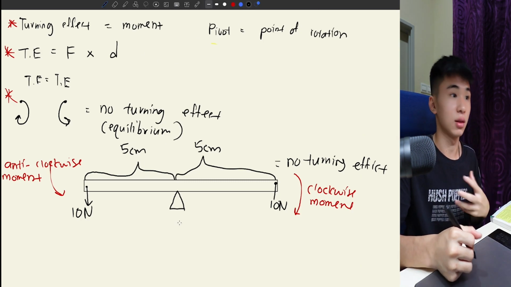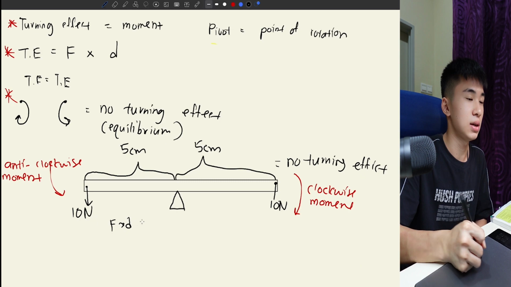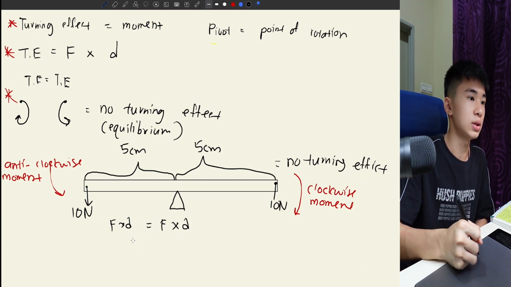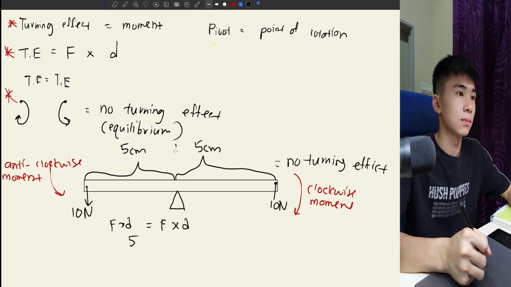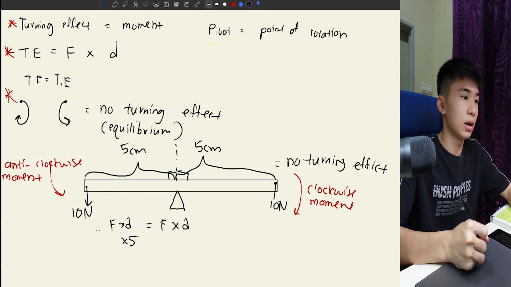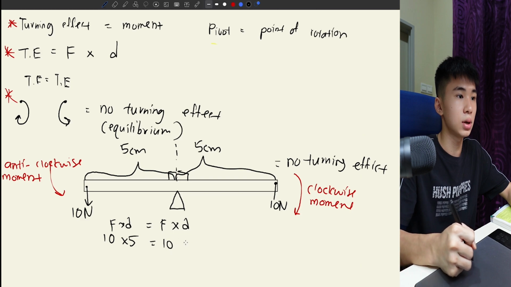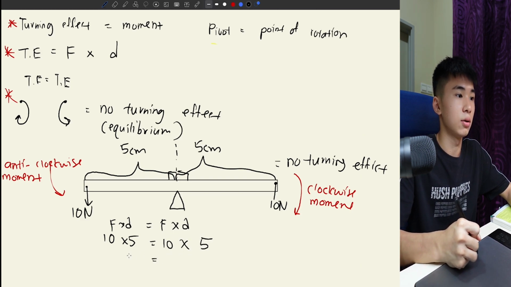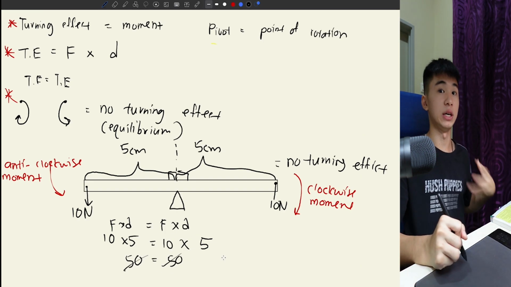And right now we can put it in the formula. We know this is the anti-clockwise moment, which is F times D, equals F times D. If you put in this 5 cm, which is the perpendicular distance, 90 degrees, right angle, it will be 5 here, then I put 10 newtons, and the force here will be 10 newtons as well, times 5. So 50 equals 50, which if I cancel it, there will be no turning effect.